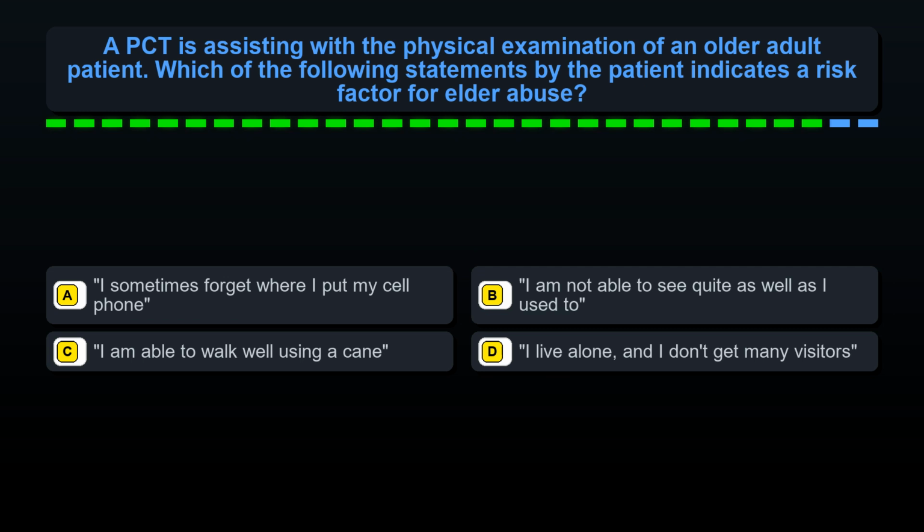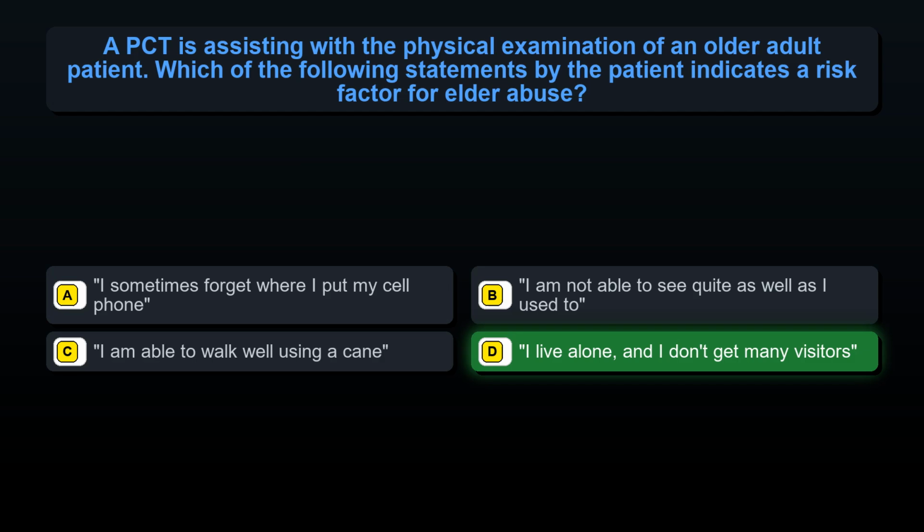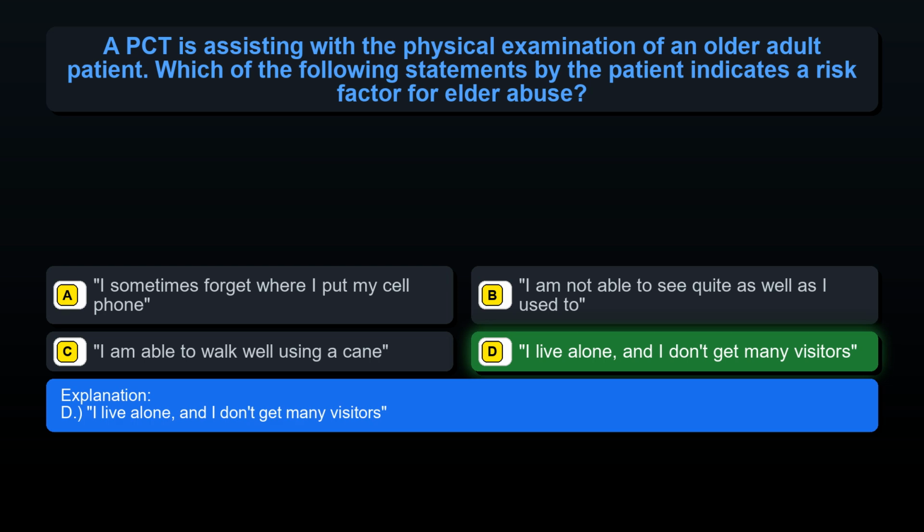Question 15. A PCT is assisting with the physical examination of an older adult patient. Which of the following statements by the patient indicates a risk factor for elder abuse? Option A, I sometimes forget where I put my cell phone. Option B, I am not able to see quite as well as I used to. Option C, I am able to walk while using a cane. Option D, I live alone, and I don't get many visitors. The correct answer is option D, I live alone, and I don't get many visitors.